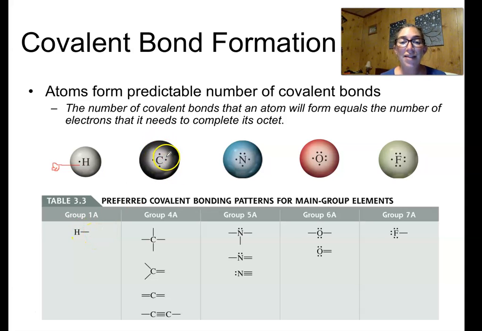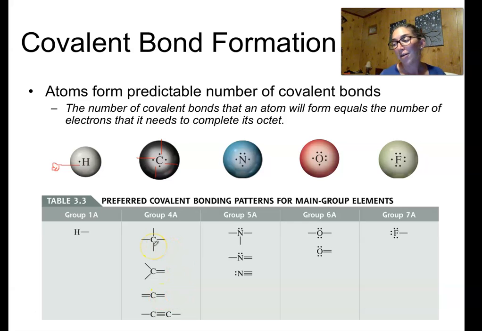Carbon has 4 valence electrons, and so it has the potential for 4 bonding arms in order to complete its octet. And it can do that in multiple ways. It can have 4 single bonds, or it could have 2 single bonds and a double bond. It could have 2 double bonds, or it could have a single bond and a triple bond. So there's a lot of different configurations that carbon can make.